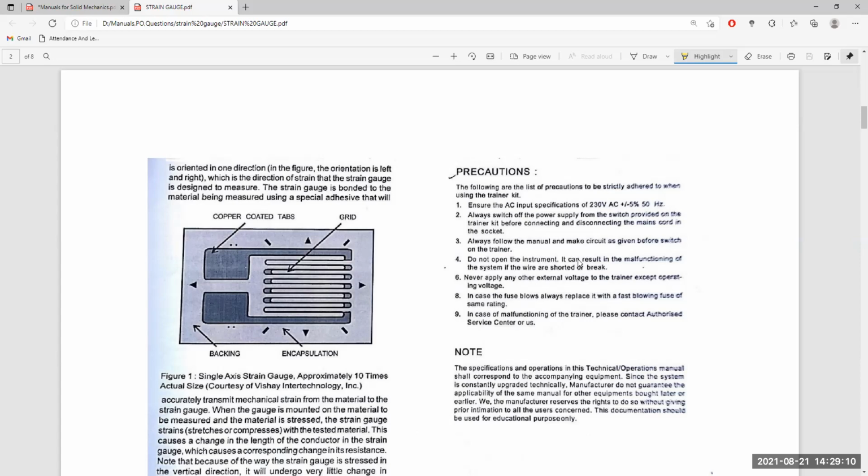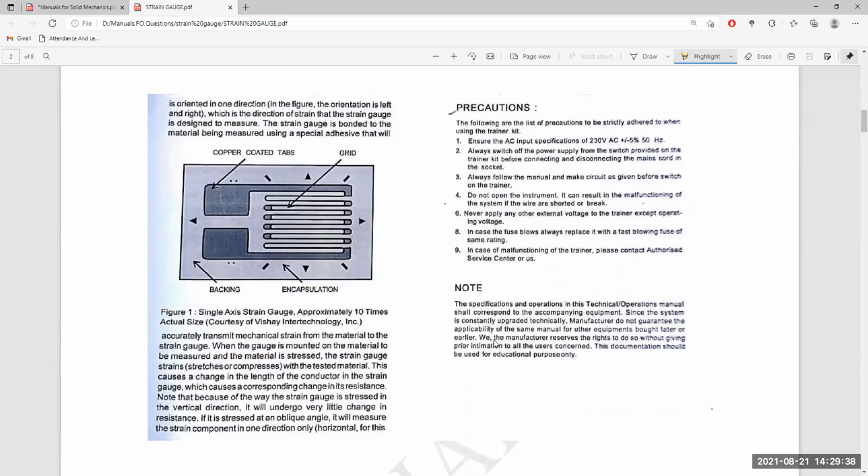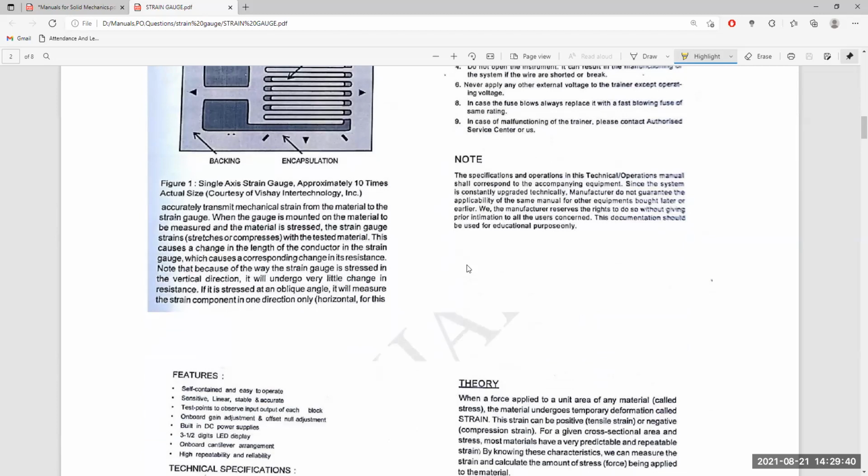Always make the circuit as per the diagram. Do not open the instrument. It can result in malfunction of the system if the wires are shorted or broken. Never apply any other external voltage to any channel except the operating voltage itself. In case the fuse blows, replace it with a fast blowing fuse of the same rating. In case of malfunctioning of the trainer, contact the supplier only. So you should not do any maintenance there.